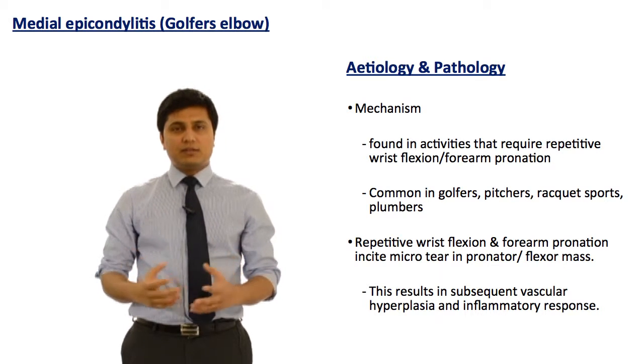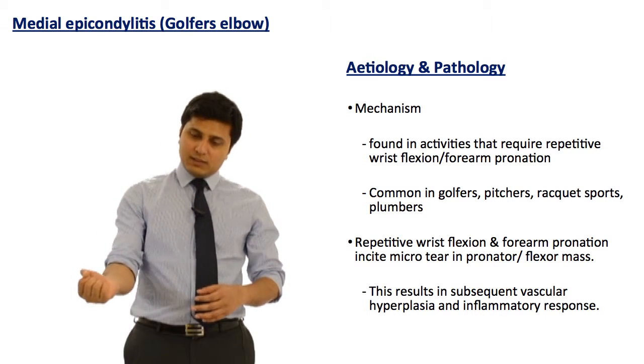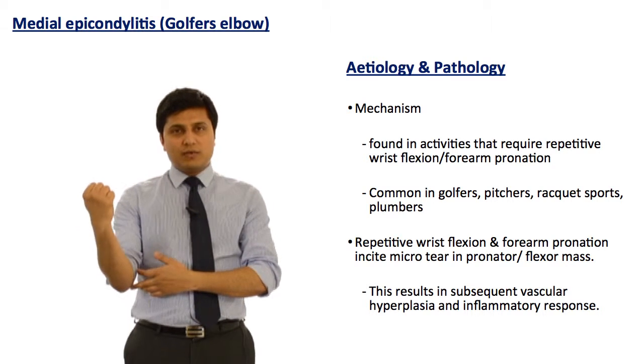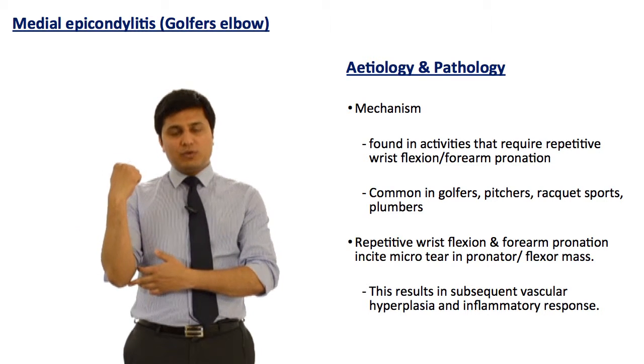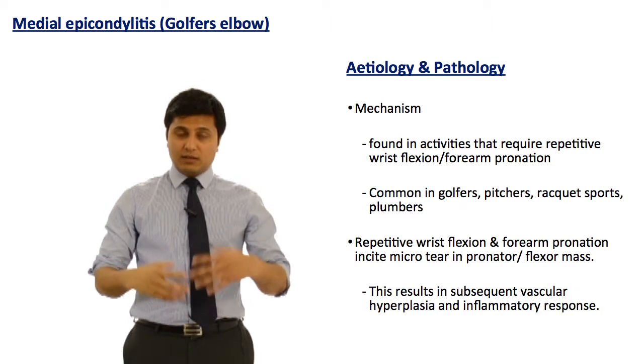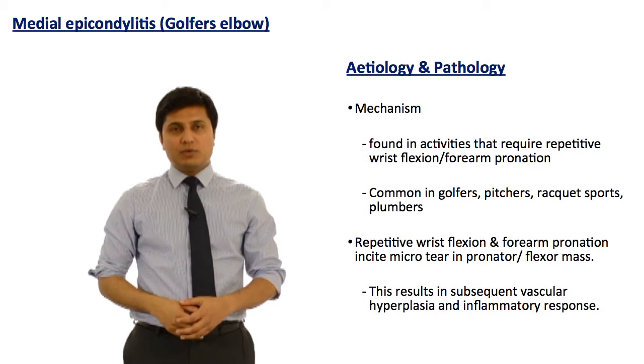And what are the pathological changes which happen in golfer's elbow? The repeated pronation and flexion movement at the wrist can cause microtrauma at the flexor pronator origin, and this could incite vascular inflammation, vascular hyperplasia, and also inflammation at the muscle origin.